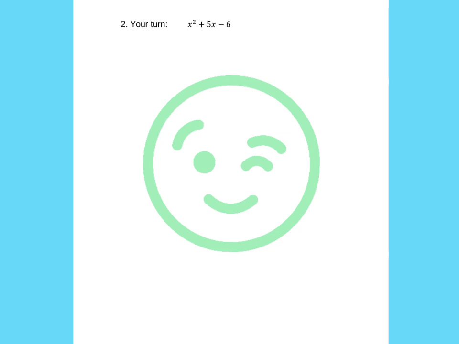On to example number 2, your turn. Please try this on your own. So pause, do it, come back for the solution.